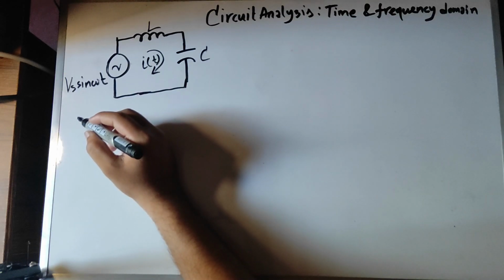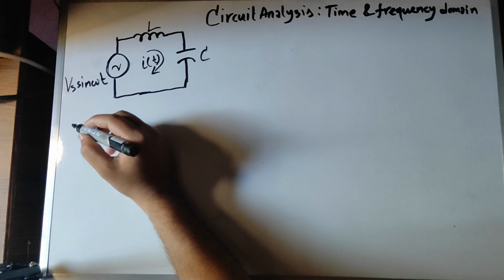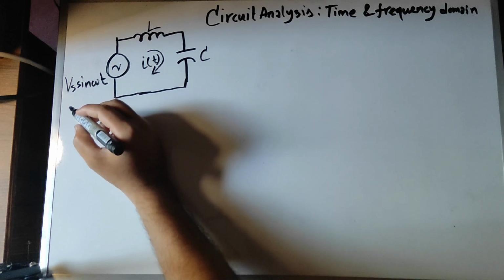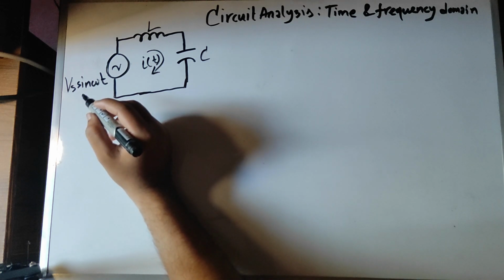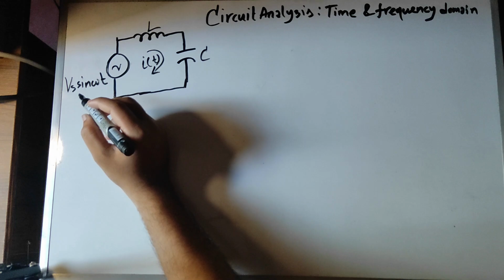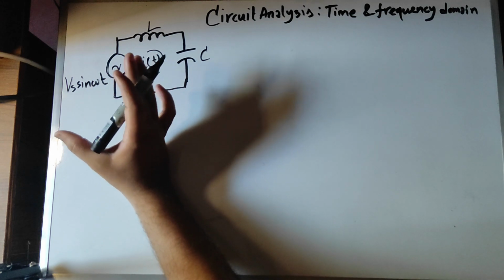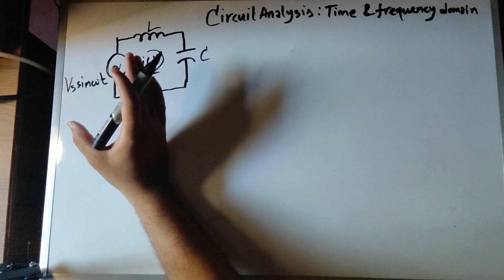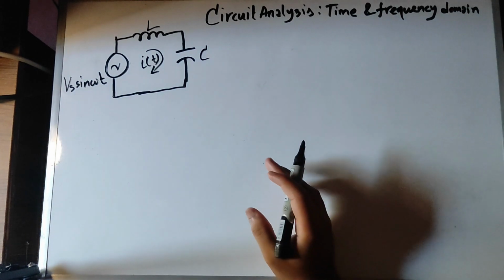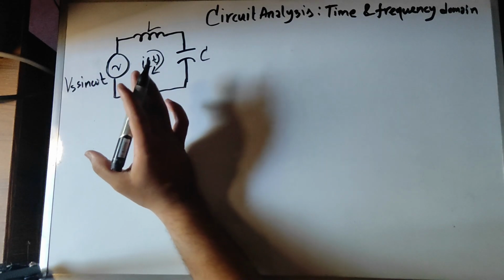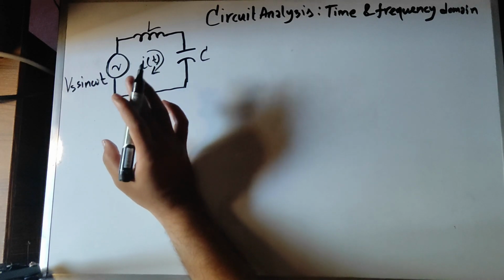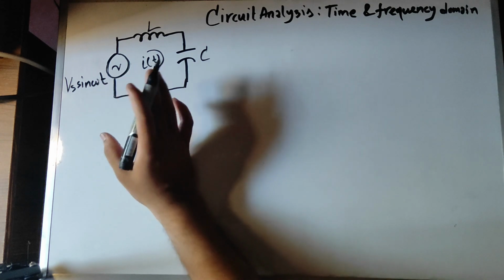If you have watched my previous videos of LC source free and LC step response, you know that I have derived the transient response of the LC circuit. In this video, the transient response will stay the same. The difference will be in the steady state response of the LC circuit. So we're gonna only focus on the steady state response, and the transient response will be basically the same.